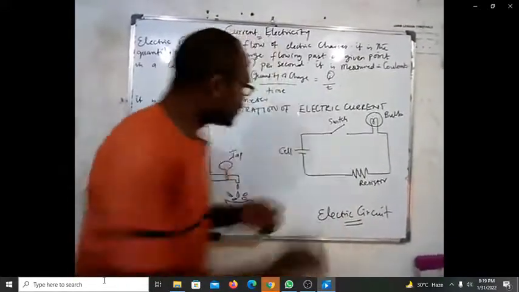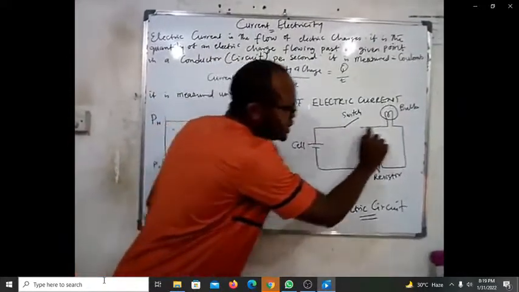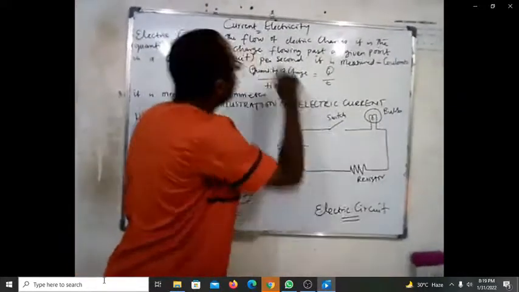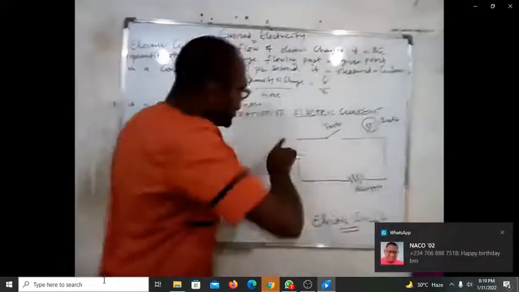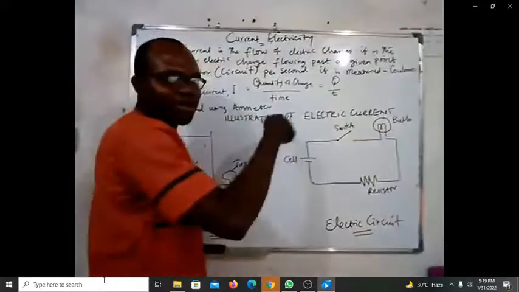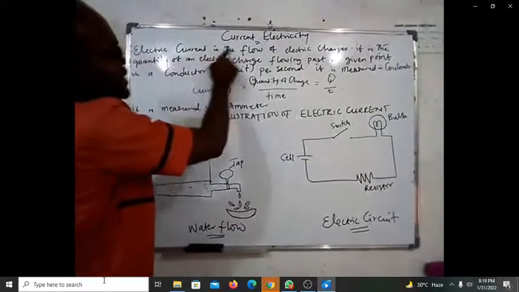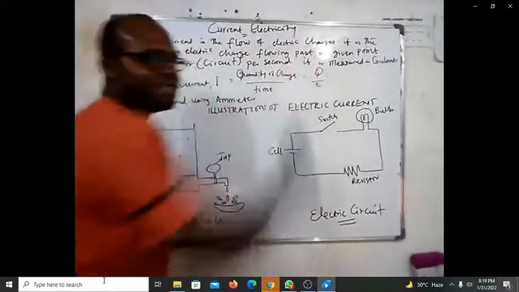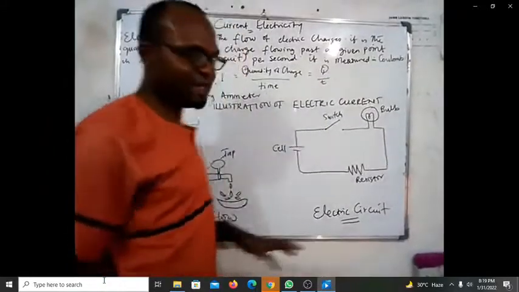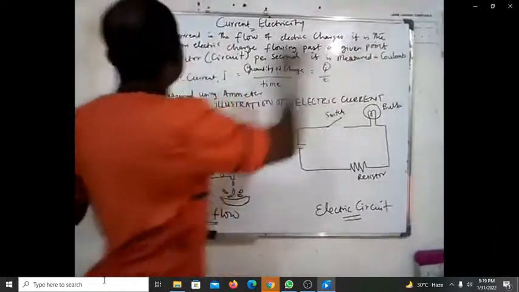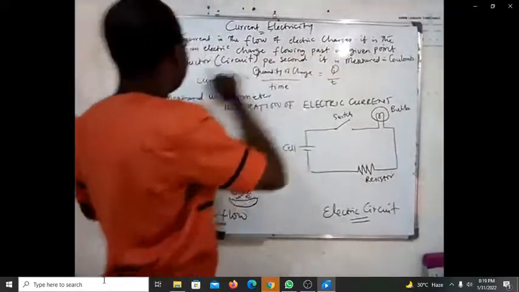So when there is a source of charge, and this charge is flowing, the flowing of this charge is known as current. Is that clear? Whenever the charge is flowing from one point to the other, it is known as current. And that's why we say electric current is the flow of electric charges. Is that clear? Now we say that it is the quantity of electric charge flowing past a given point of a conductor.